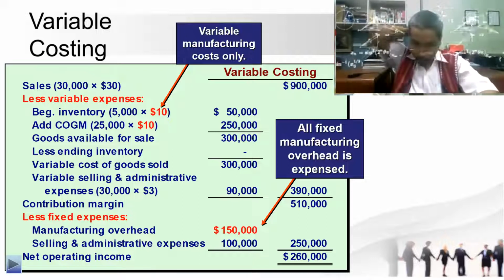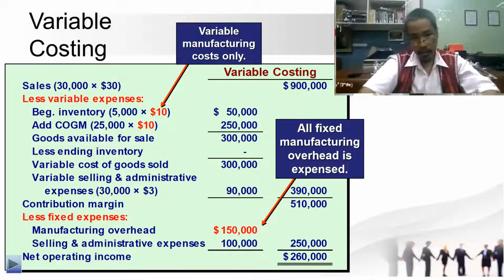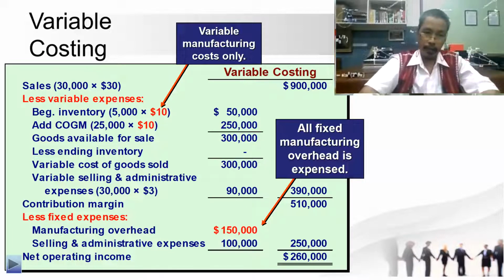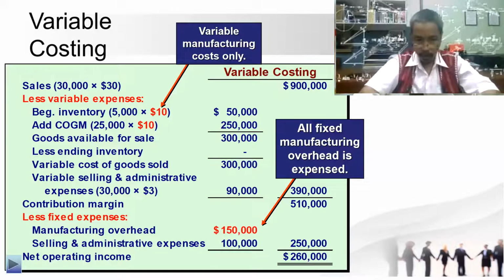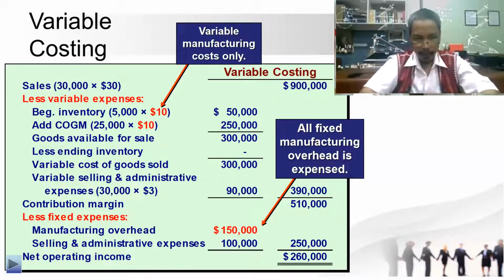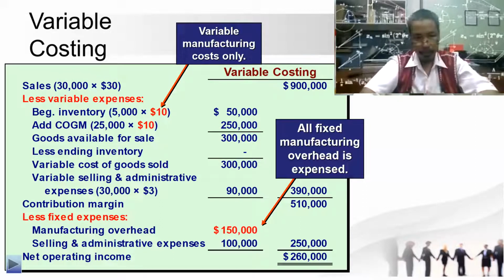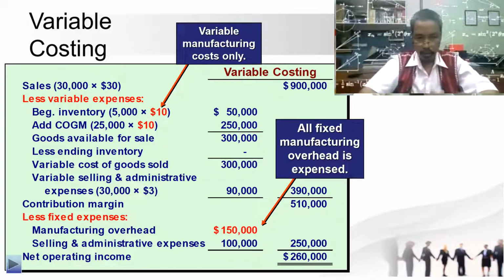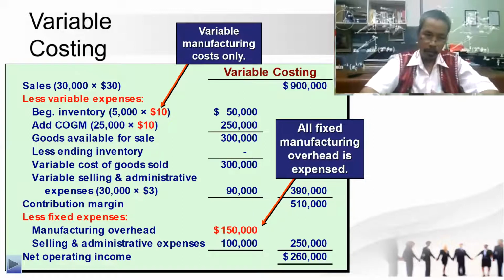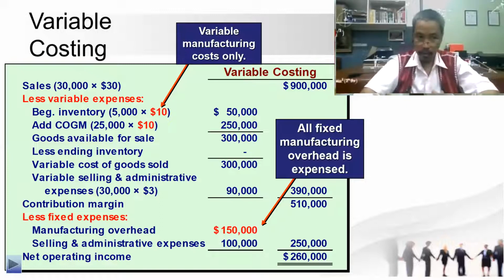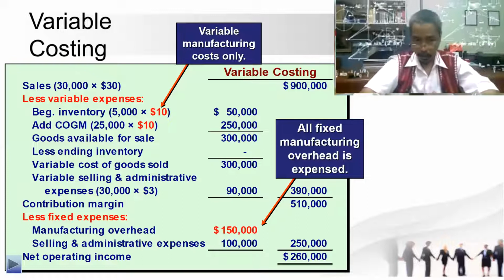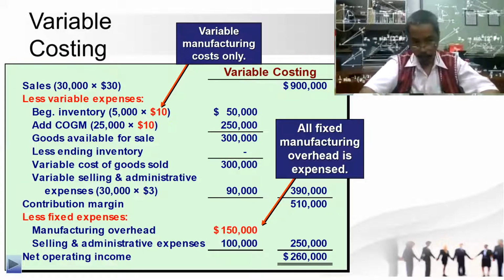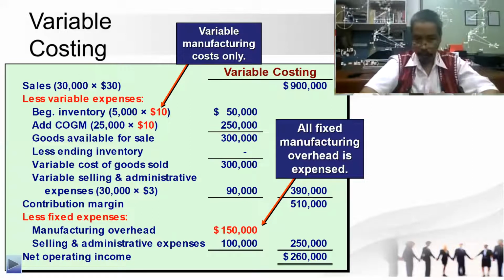Again, we have the following information from the previous example. We have what? Variable manufacturing cost only, which is what? And then another one is fixed manufacturing overhead. So all of those things are variable: starting from beginning inventory, cost of goods manufactured, cost available for sale, then variable cost of goods sold, variable selling and administrative expenses. So those are the variable manufacturing cost only. How about fixed manufacturing overhead and fixed selling admin expenses?